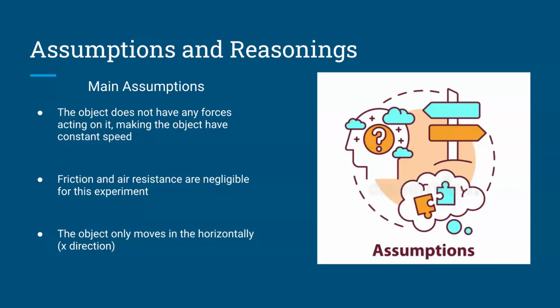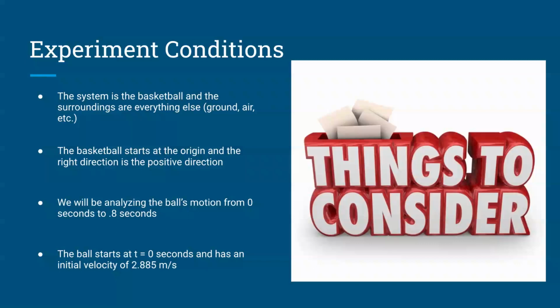On top of the assumptions, it is important to know that the system, which is what we will analyze, is simply the object used in the experiment, and everything else is the surroundings like the ground. Additionally, the object's initial position is at the origin and will be moving right, which is the positive x direction, as I just said. We will then analyze the ball for 0.8 seconds total, with the experiment starting when t equals 0 seconds, and the ball has an initial velocity of 2.885 meters per second, which I will discuss how I found.